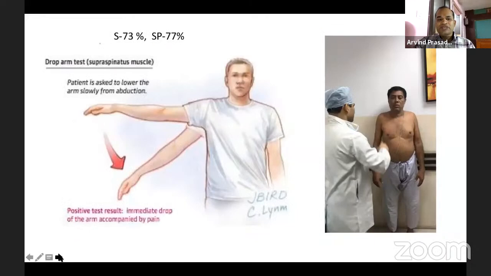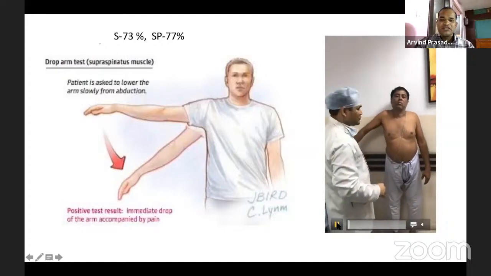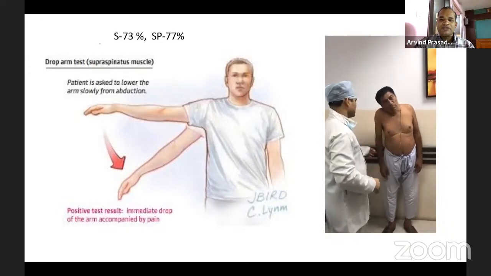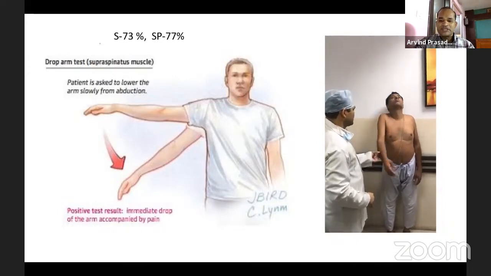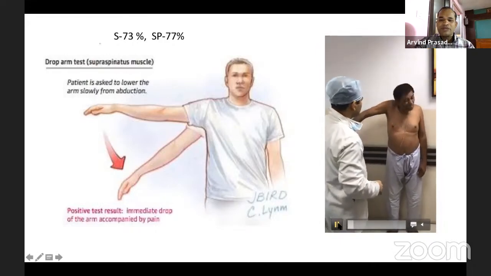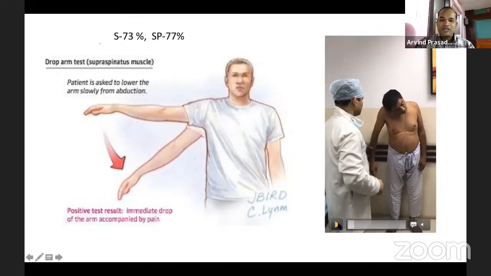Next is the drop arm test. This test is basically for the supraspinatus muscle. Again, sensitivity and specificity is around 70 to 75%. In this, the patient's arm is lifted to 90 to 120 degrees of abduction, and then the patient is asked to do a slow downward movement of the arm, but he is unable to perform this because of pathology of the supraspinatus, that is, a tear of the supraspinatus. So this test is called the drop arm test.